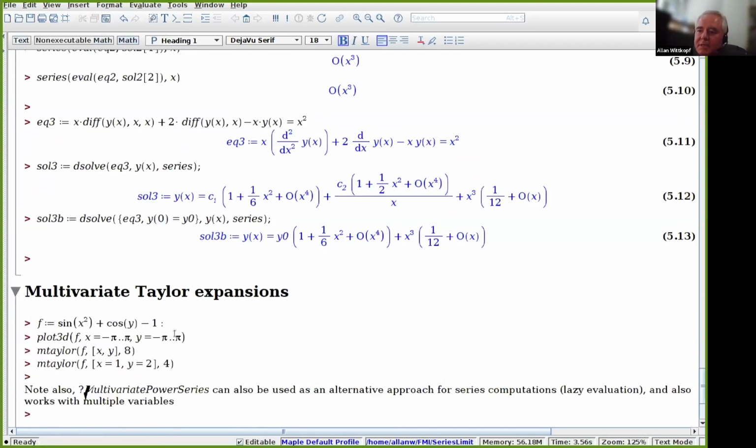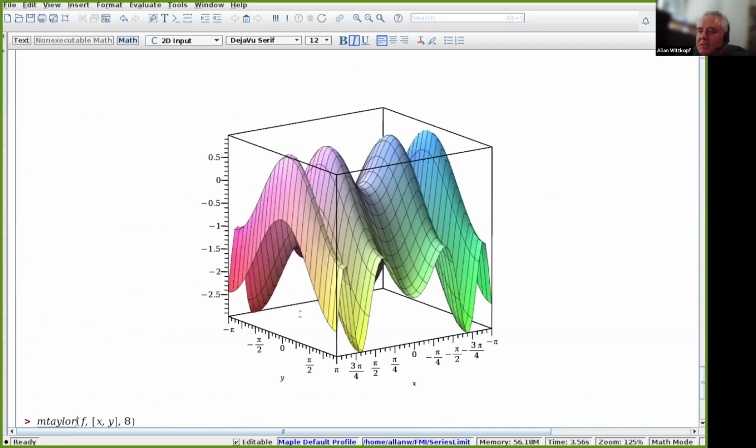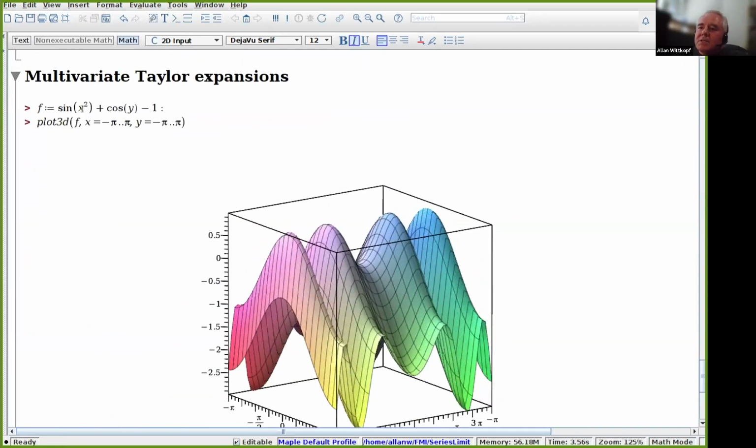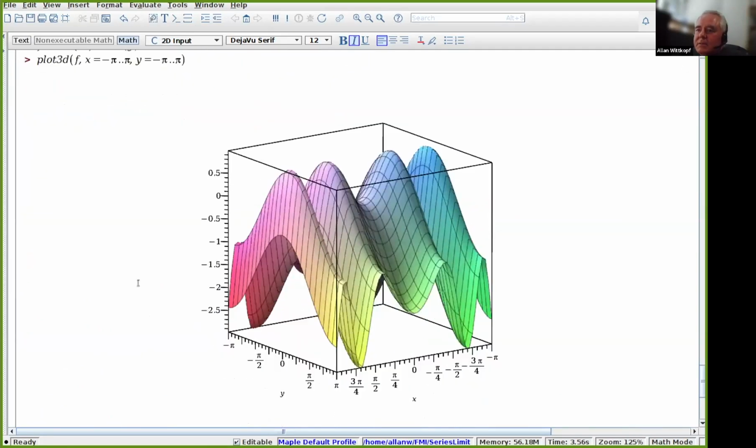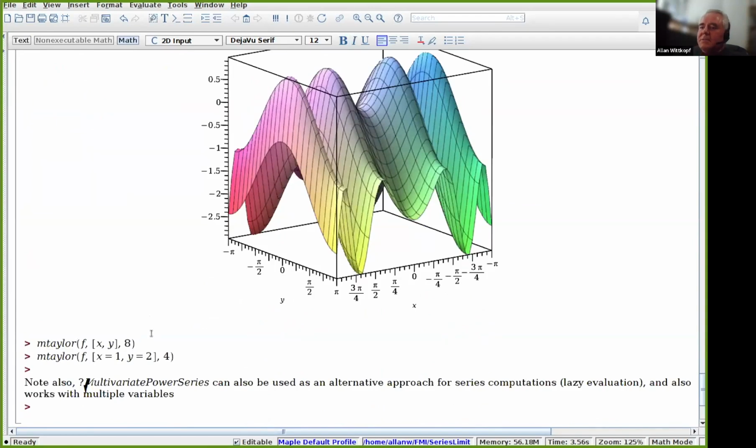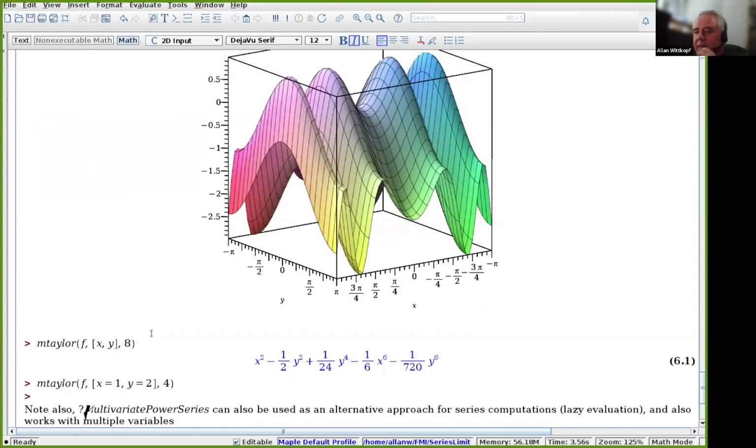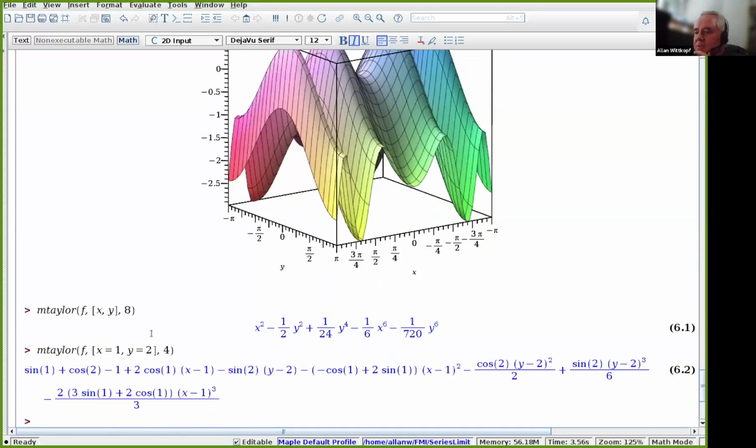Just a quick bit, multivariate Taylor expansions. We can get multivariate Taylor expansions. This function, a combination of sine and cosine, we can call mtaylor. And in this case, we're asking for the Taylor expansion at x equals 0 and y equals 0 to order 8, and x equals 1 and y equals 2 out to order 4.